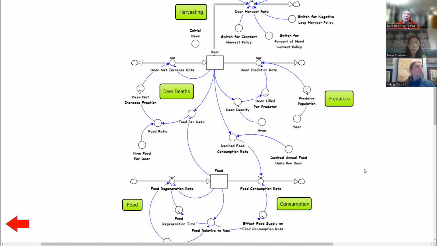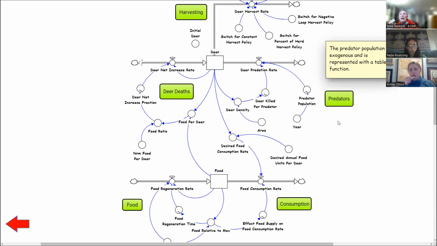Okay. Now look over here. The predator population is a table function. Okay. So could you model the predators as a stock? In Lotka-Volterra, predator and prey were both stocks, right? So could you model it as a stock? Go ahead, Najla.